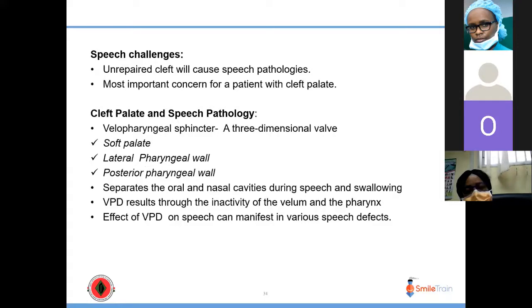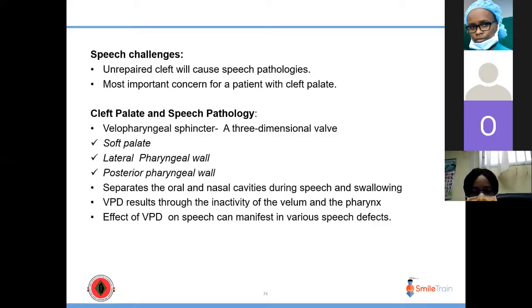And this usually is a concern for the patient, particularly is an important function.